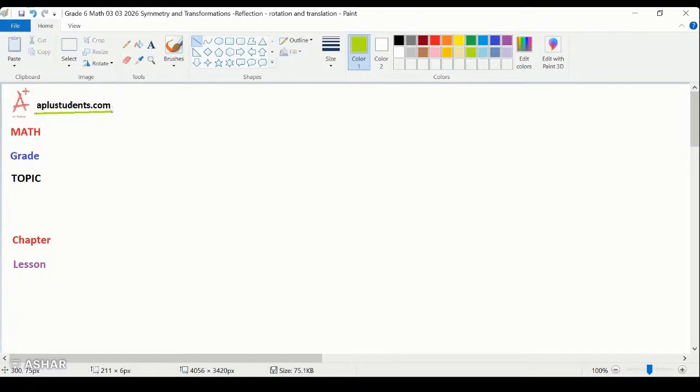The first thing you need to do is go to aplusstudents.com, the website. Once you're on the website, you select math as your subject. This is a grade 6 maths lesson. The name of the topic is Symmetry and Transformations.